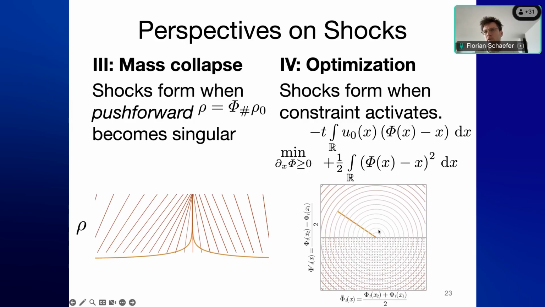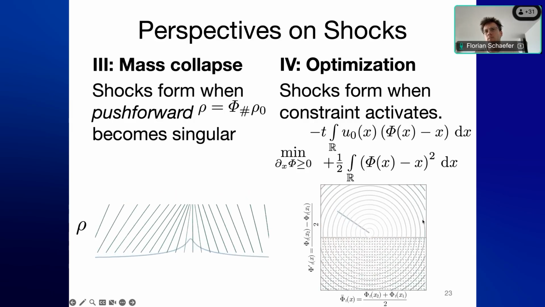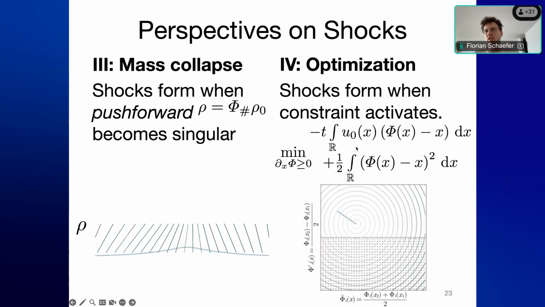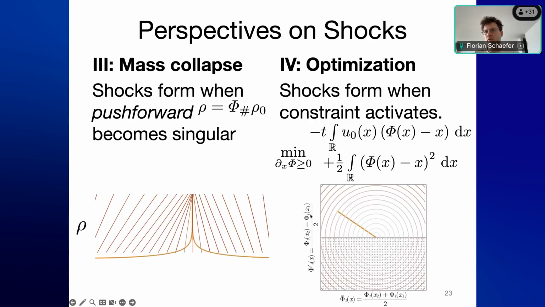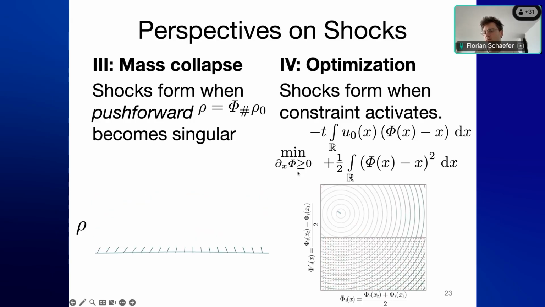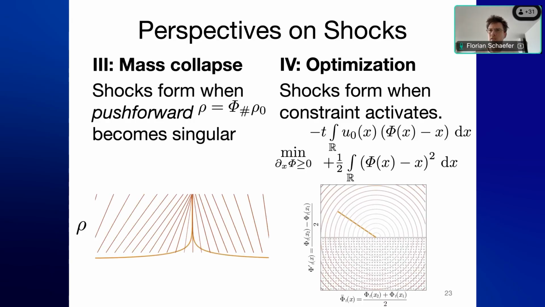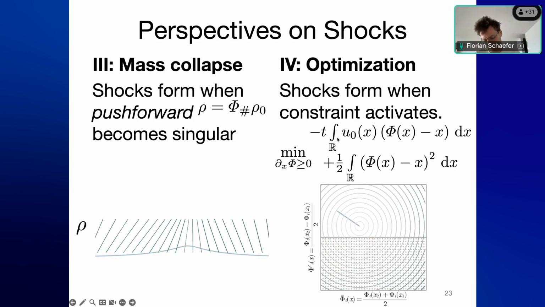And so it turns out that if you solve this minimization problem for larger and larger t, eventually your particles are going to try to cross, in other words, this constraint becomes active. And so shock formation amounts to the constraint becoming active in this variational formulation.